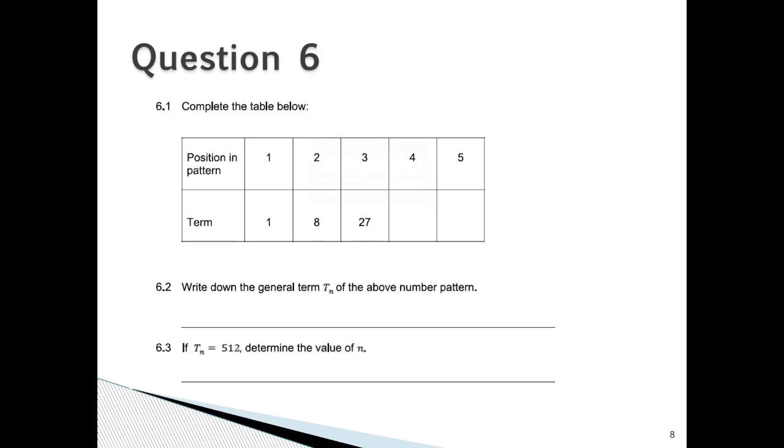Question 6.1. Complete the table below. You have the position in a pattern, first, second, third, fourth, fifth, and then the term 1, 8, 27. 6.2. Write down the general term Tn of the above number pattern. 6.3. If Tn is equal to 512, determine the value of n.